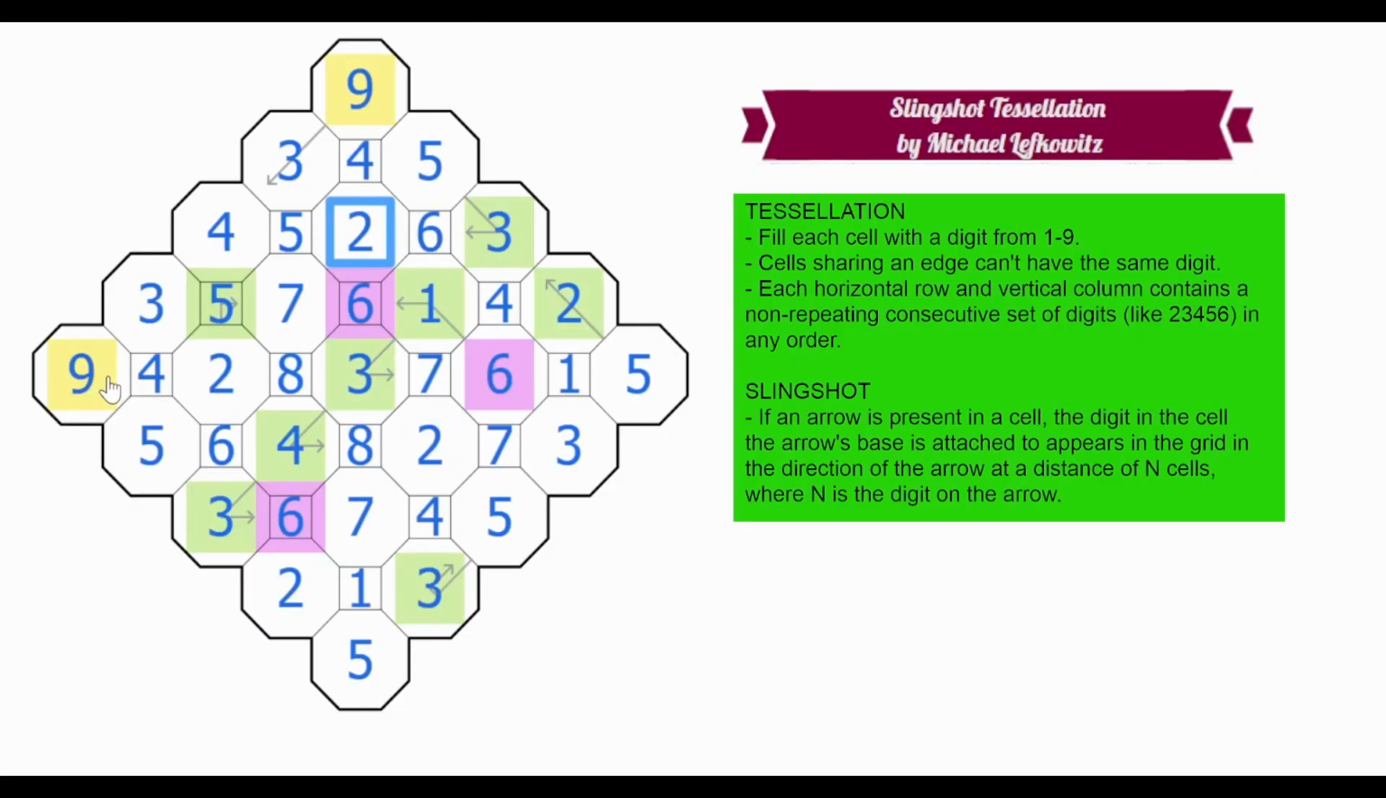Just under 25 minutes, so pretty reasonable time. Yeah, very nice puzzle. It's got a pretty good use out of the slingshot. Nice combination of constraints. Rule sets work well together. Very nice puzzle overall. So thank you. Thanks for watching, and hope you enjoyed the puzzle.